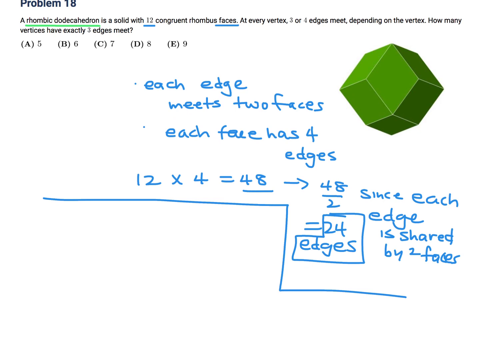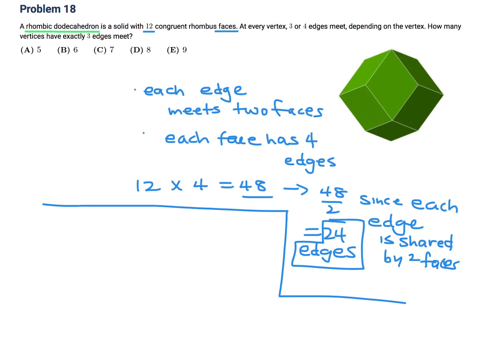vertices have exactly 3 edges meet. Okay, well, every vertex has either 3 edges or 4 edges. So this diagram, I think, illustrates that. For example, this vertex right here has 3 edges meeting it, correct? But this vertex right here, you'll see, has 4 edges meeting it. So I don't know how many of each there are.